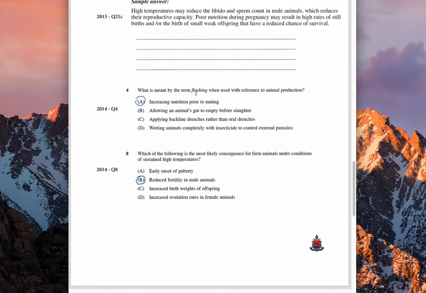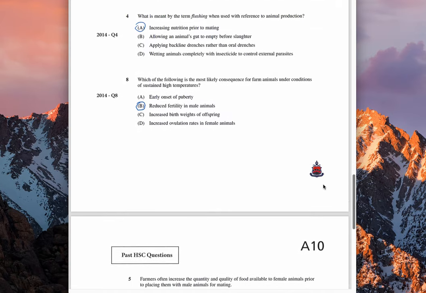What is meant by the term flushing when used with reference to animal production? As we said, it's an increase in nutrition prior to mating. All those other ones are wrong and clearly wrong.